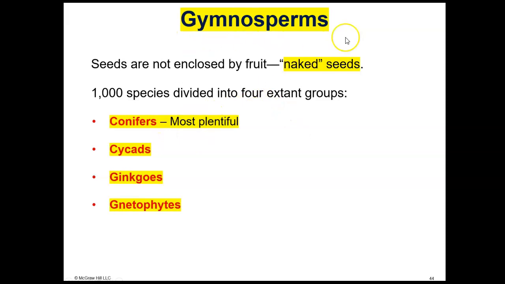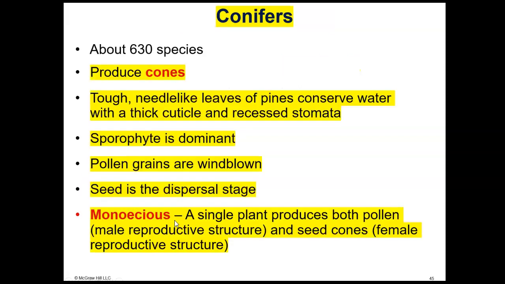All right, we're going to talk about the phylum Gymnosperm first. So the gymnosperm group, gymnosperm means naked seeds, and these are the groups of the gymnosperms. They are the conifers, like your evergreen trees. They definitely produce cones. Your pine trees, your evergreen trees, your Christmas trees, these are the conifers. They're the most plentiful, most easily recognizable. The cycads, ginkgos, and gnetophytes are the other three groups.